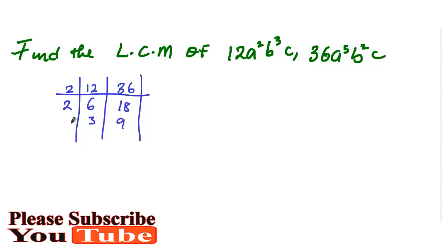No, we can't use 2 again. So 3 in 3 is 1, 3 in 9 is 3. Then 3 in 1 is not possible, you return the 1. Then 3 in 3, that is 1.